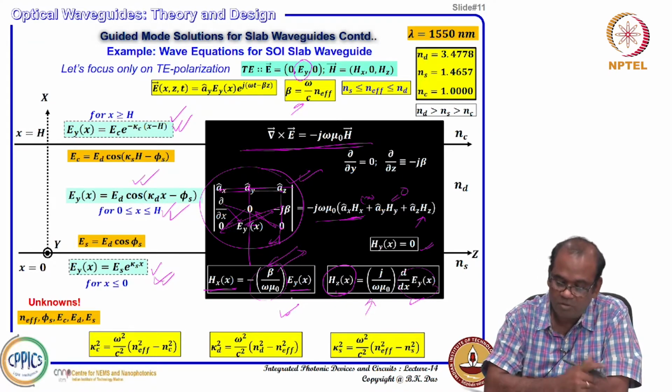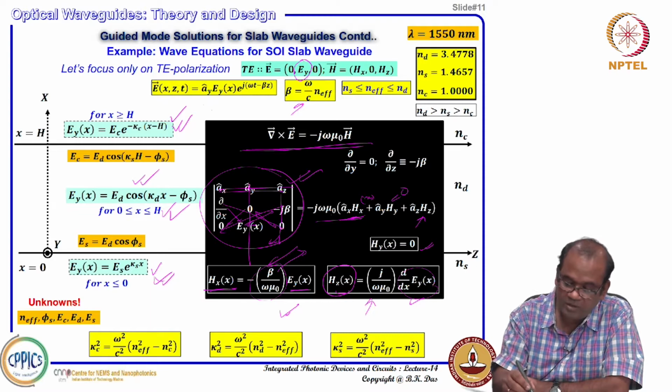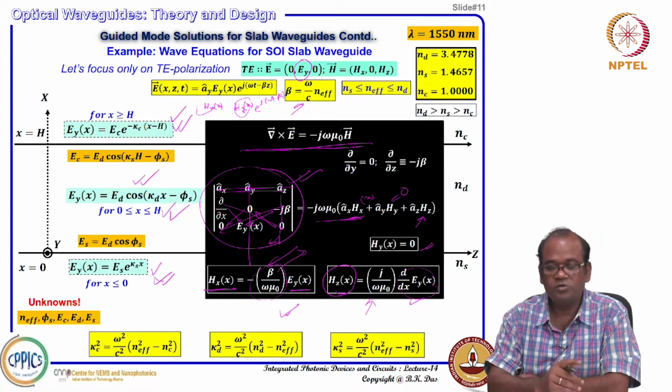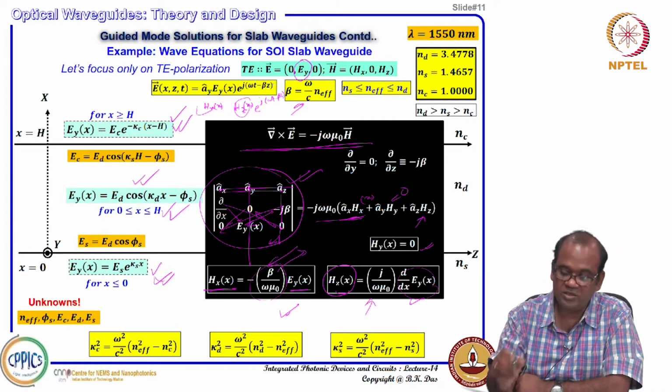And obviously, once you find say Hx and Hz, they will also be functions of x. Once you take a derivative, they will also be oscillating with e to the power j omega t, because that is common to both the electric field and the magnetic field. So, for the electric field and magnetic field, this part is common.